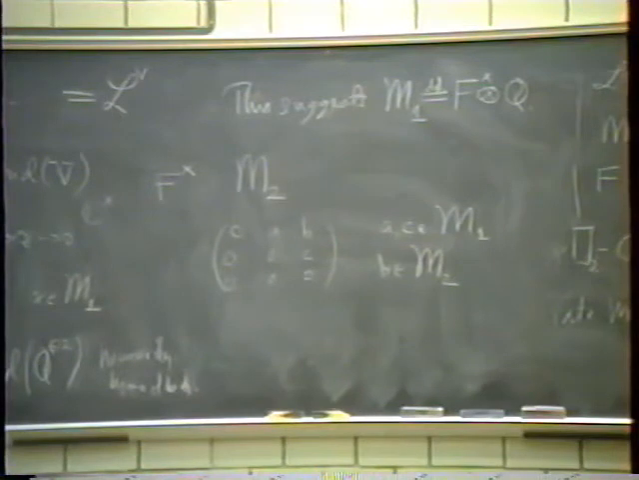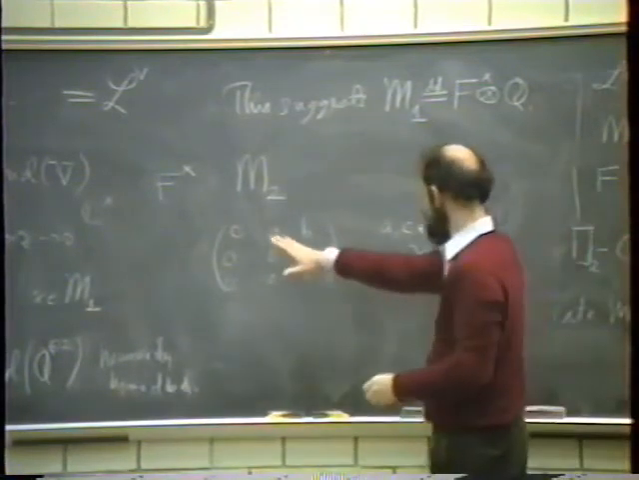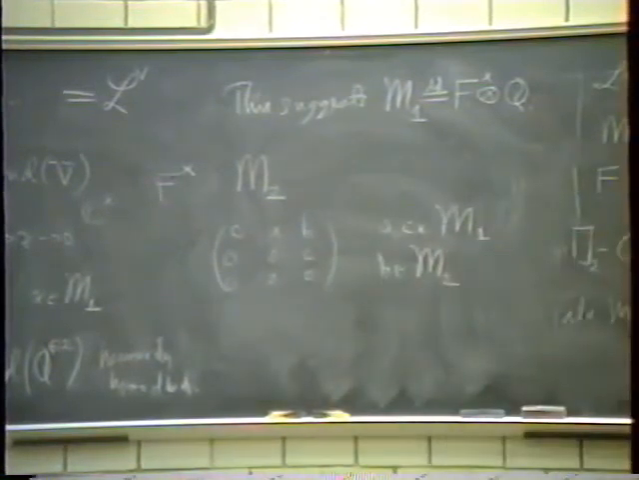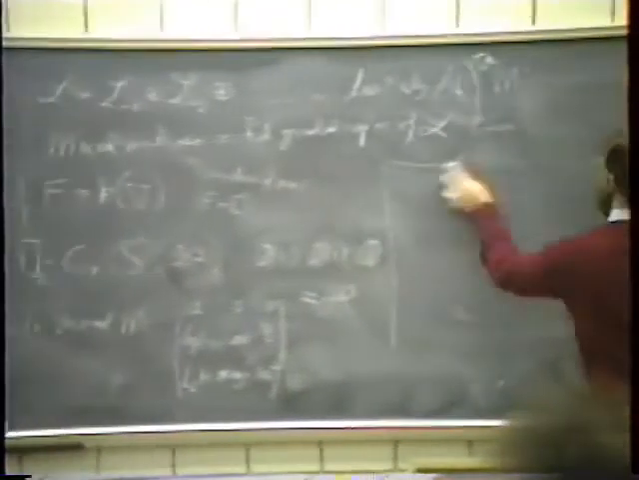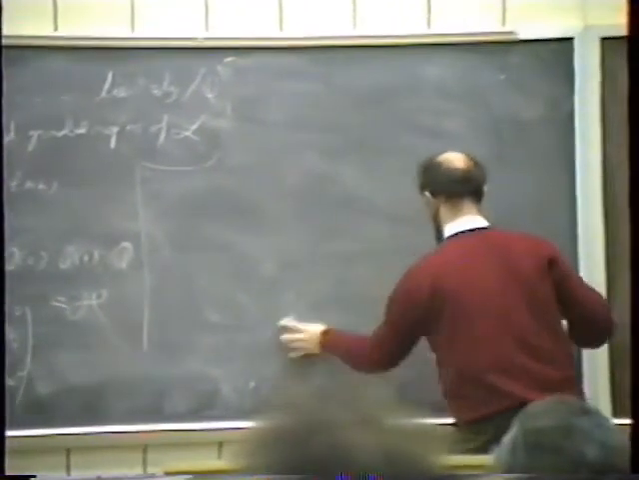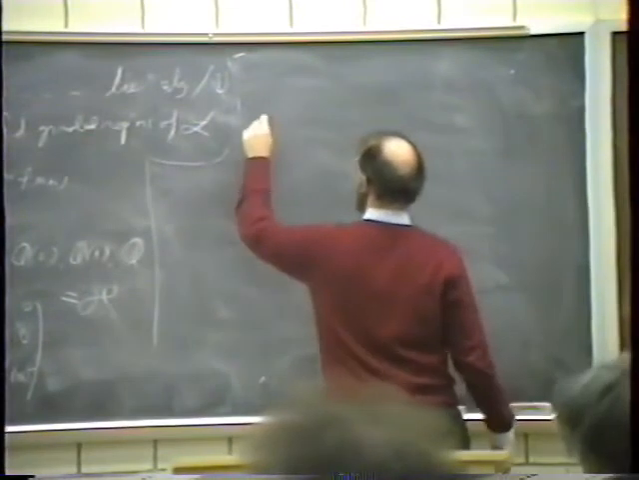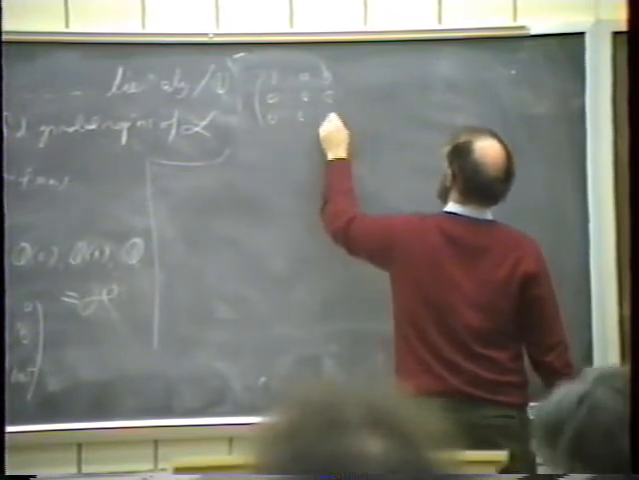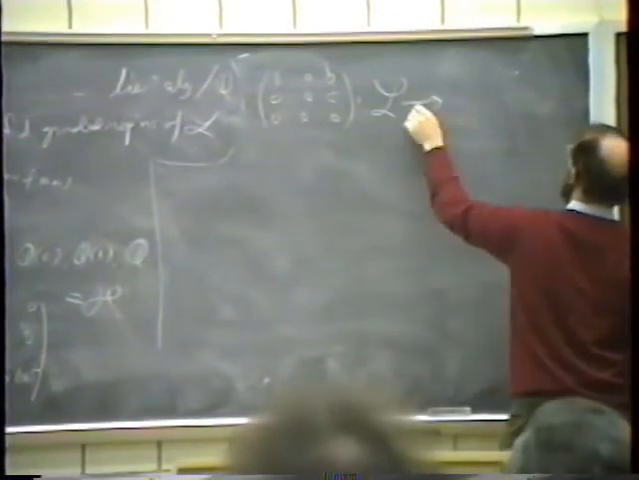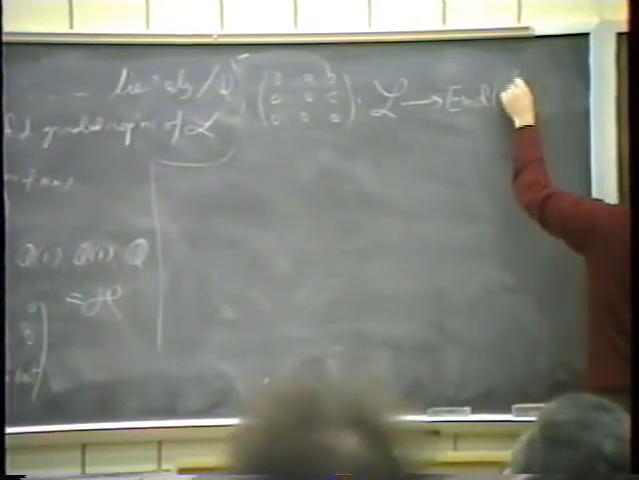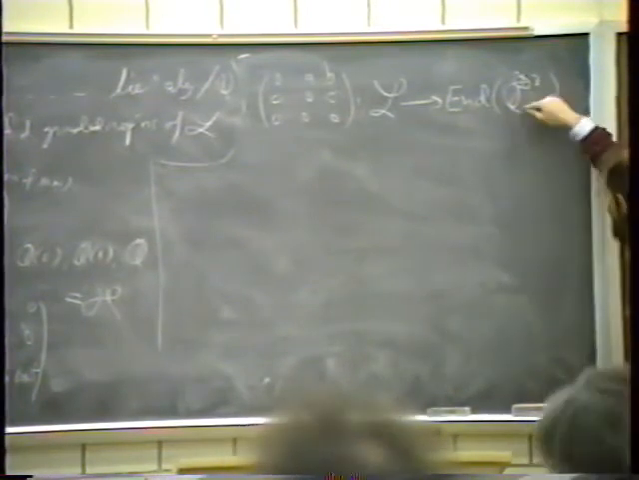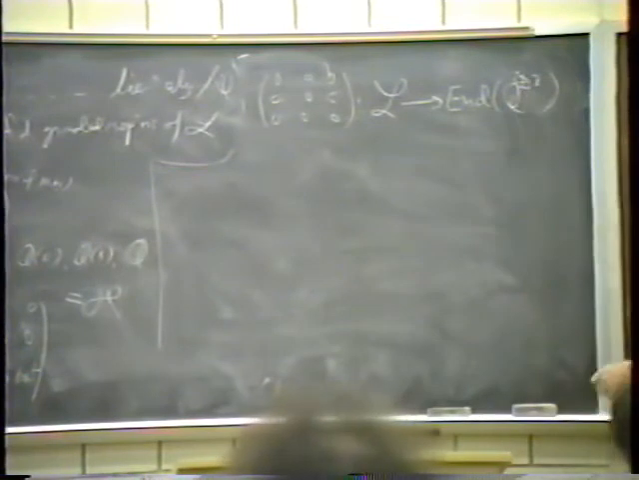Okay? Now what's the condition that this has to satisfy in order to be a representation? Well, let me put it over here. So I'll have this guy, 0, A, B, 0, 0, C, 0, 0, 0, as a map from L to end of Q direct sum three times, with a grading, the obvious grading that each copy gets a weight 0, 1, 2.